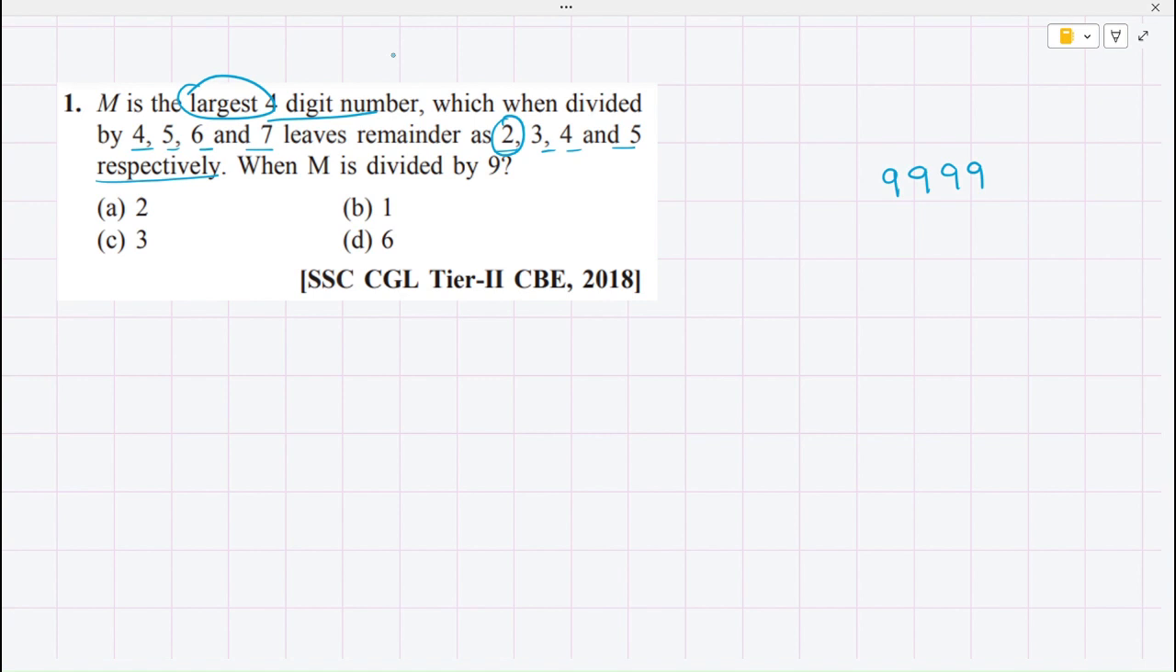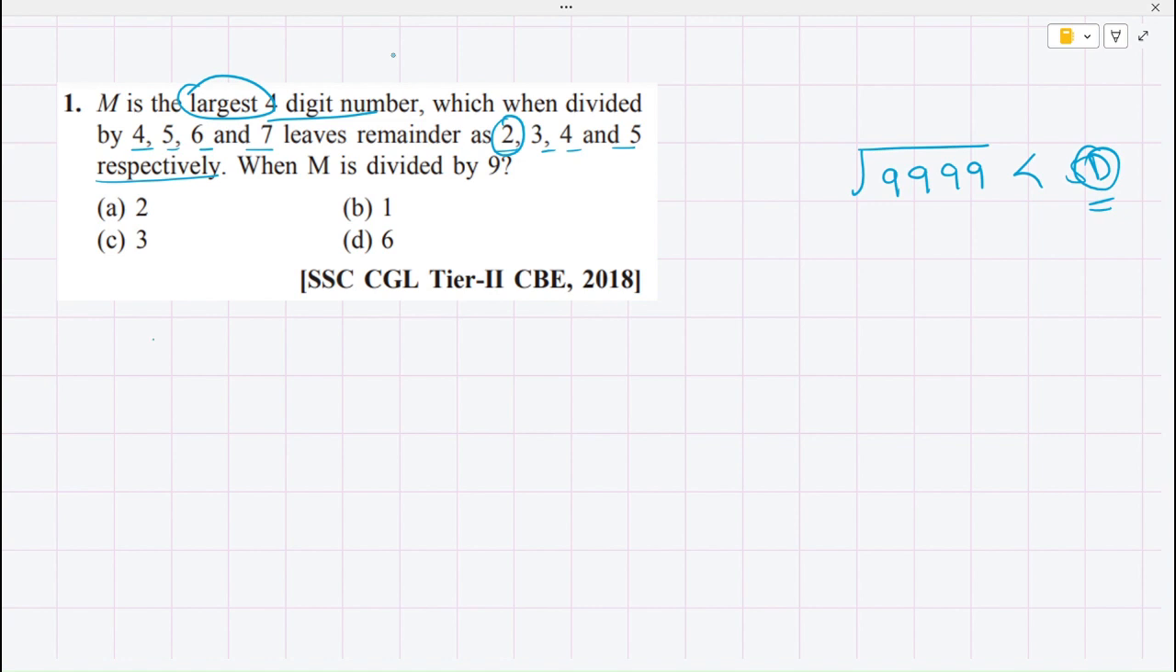Obviously the number that we will receive will either be this particular number itself or it will be smaller than this number, because if it becomes greater than this number then it will be a five-digit number, which we do not need. So first we'll take the LCM of these numbers and then divide 9999 by that LCM, so that we get a remainder and we can know what we need to subtract from this particular number, so that it is completely divisible by 4, 5, 6 and 7.